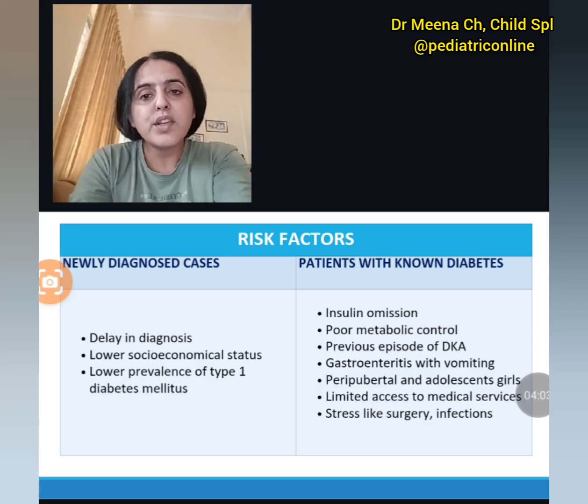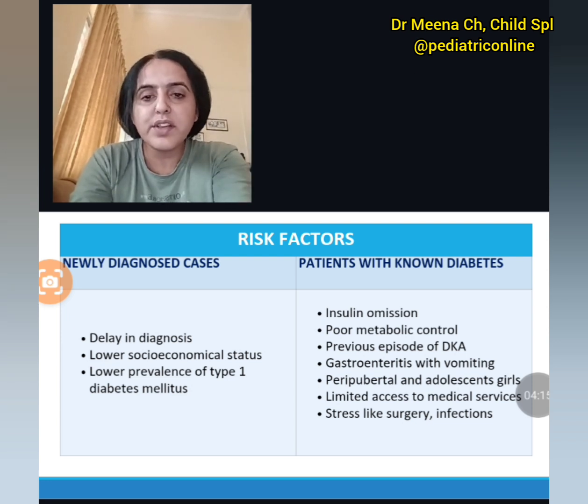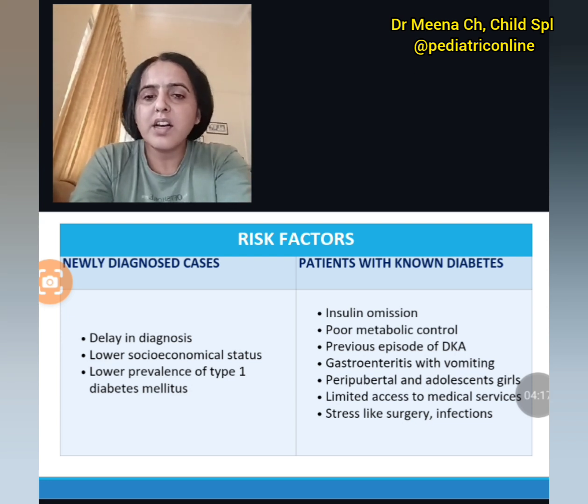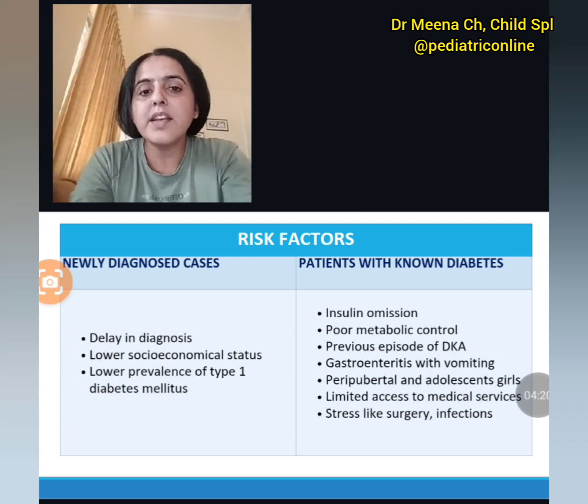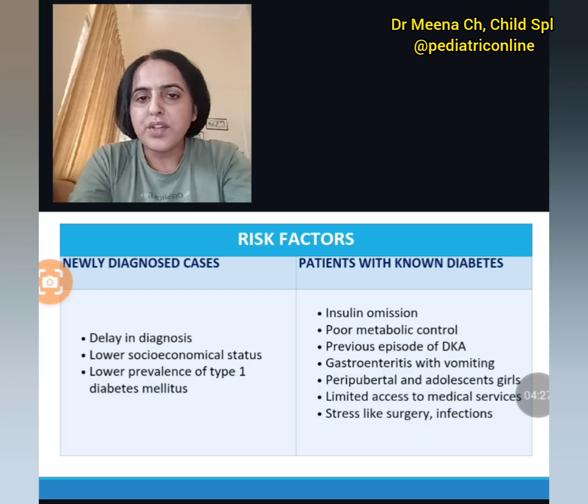Gastroenteritis and vomiting further increase the risk of diabetic ketoacidosis. Pubertal, peripubertal and adolescent girls and males, because in peripubertal and adolescent times the requirement of insulin increases. So there is again, as we discussed earlier, limited access to medical healthcare services. Any stress, be it infection, be it any surgery, again increases the risk of ketoacidosis.